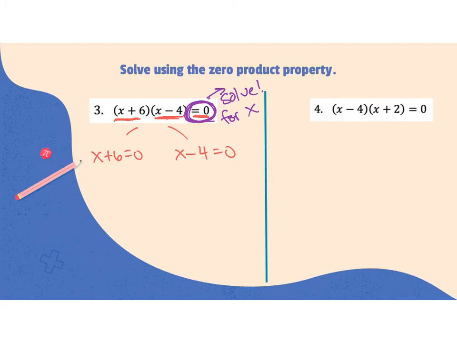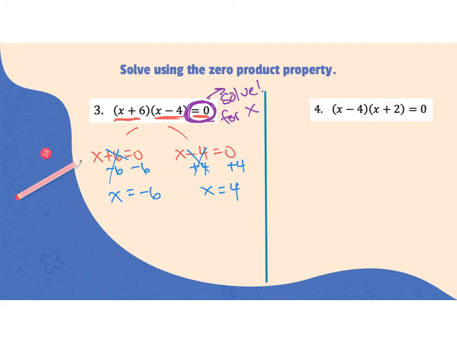So since I can set these two things apart, now I just solve them separately. Over here, I would subtract 6 to get this plus 6 away from the x, and I'd have x equals 0 minus 6, which is negative 6. On the right-hand side, I would add 4 to cancel that 4, but I got to add 4 to the right as well. 0 plus 4 gives me 4.